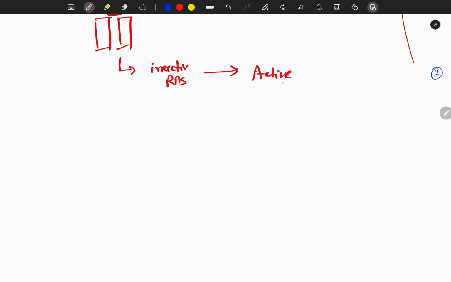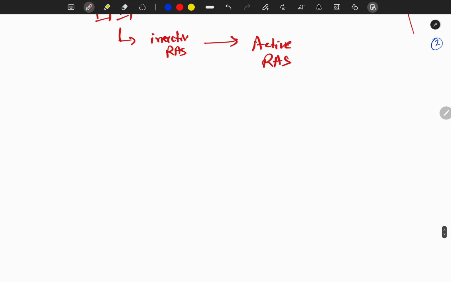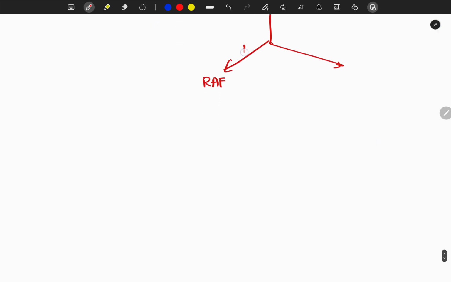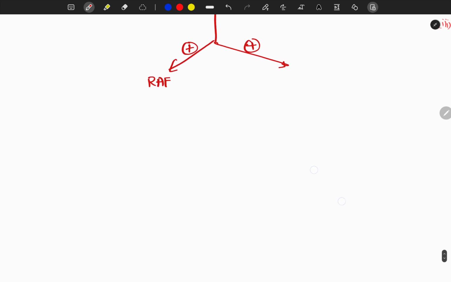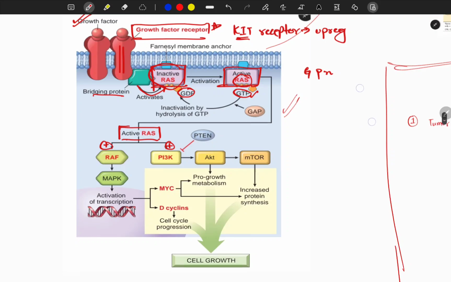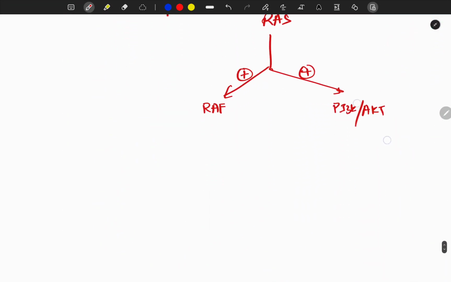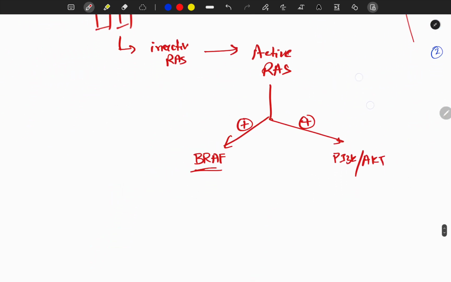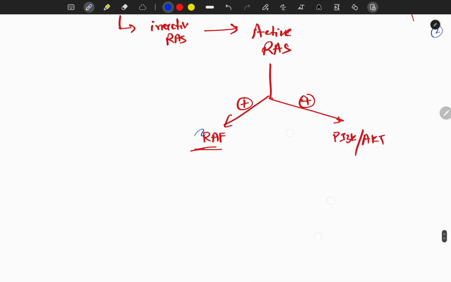Active RAS will do two things. Over here it will cause an increase in the RAF pathway, and it will cause an increase in the PI3K AKT pathway. We have to just remember that. Now in your melanoma, it is not RAF, it's BRAF. Remember that. I'll just draw it with another color.